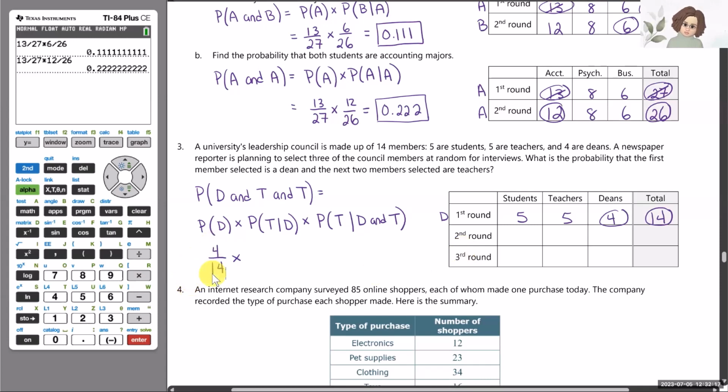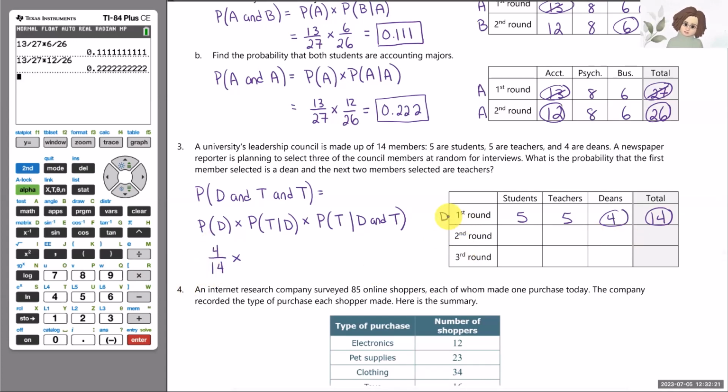All right, so we've got our dean. And then after we pick a dean, we would still have 5 students and 5 teachers. But after we pick a dean, there wouldn't be 4 anymore. There would only be 3. And after we pick that dean, there would be no longer 14 people, but we'd be down to 13.